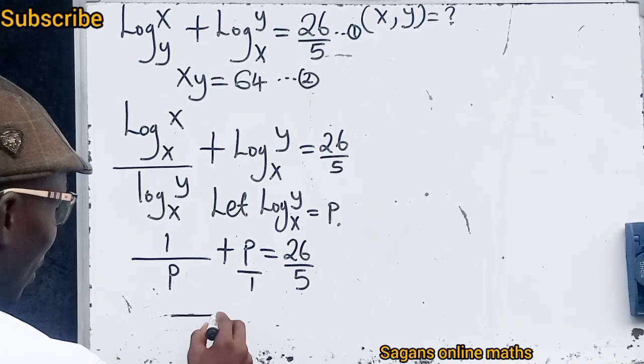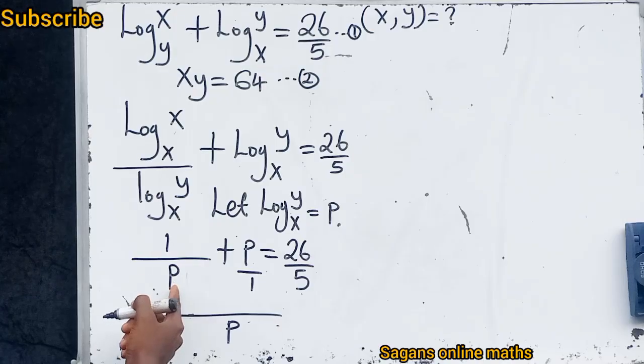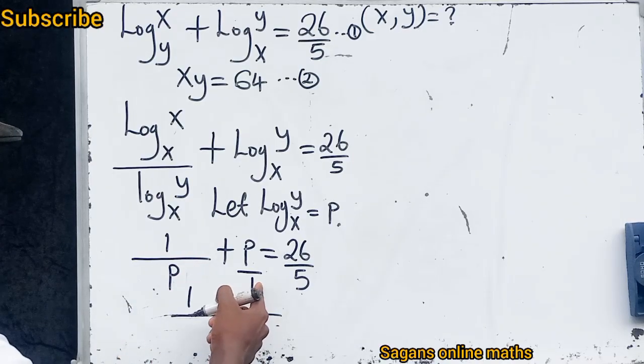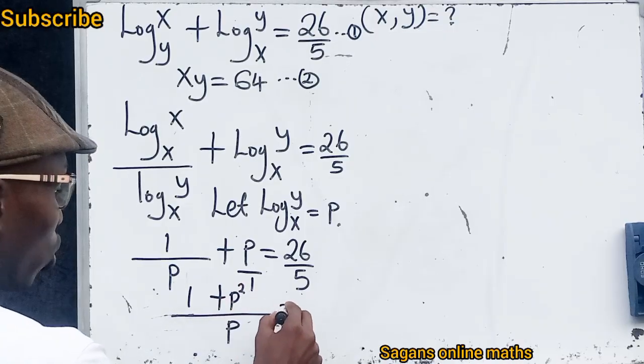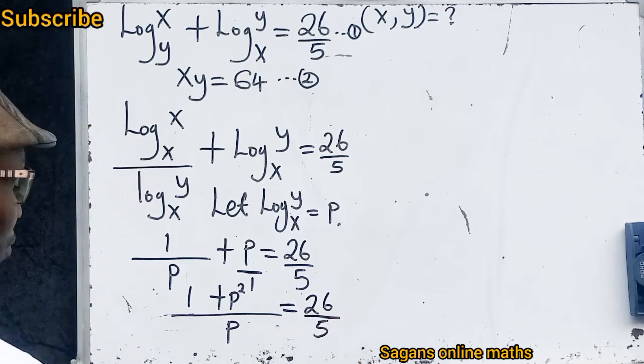Let's take our LCM. Our LCM is p. P divided by p will give us 1. 1 times 1 will give us 1. P divided by 1 equals p. P times p equals p square. So 1 plus p square over p equals 26 divided by 5.